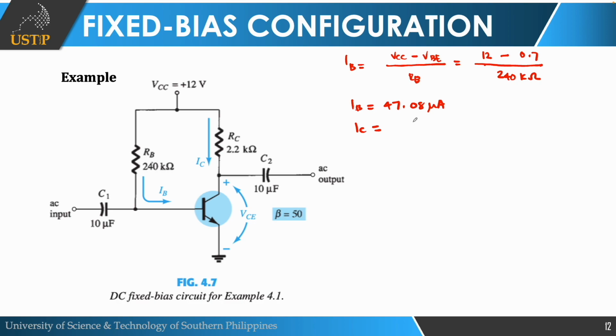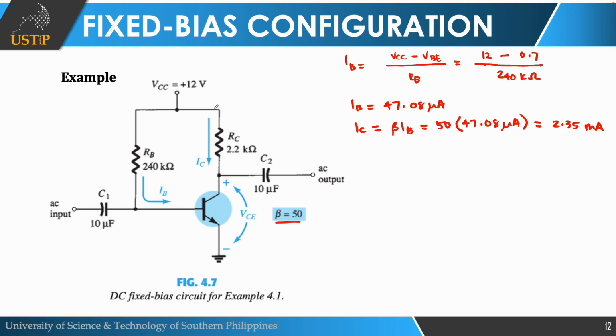The next unknown value that we need to get is the IC. If you can remember, its relationship with IB is given by beta IB. We are given our beta value, which is 50, multiplied by IB, which is 47.08 microamperes. So that is equivalent to 2.35 milliamperes.